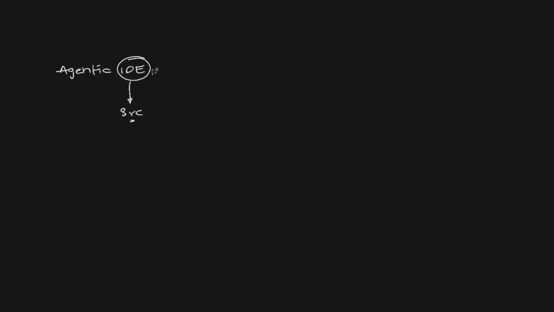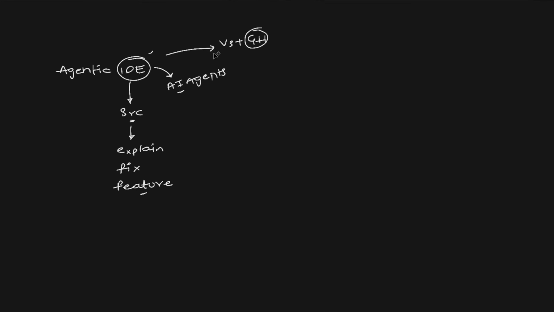But when it comes to an agentic IDE, it comes with AI agents, of course, large language models integrated with AI agents, so that you can directly ask the AI agent within the IDE, maybe to explain the application source code or fix issues within your application, even add features to your application. This is exactly where VS Code plus GitHub Copilot comes into the picture. Using GitHub Copilot, Visual Studio Code becomes an Agentic IDE.